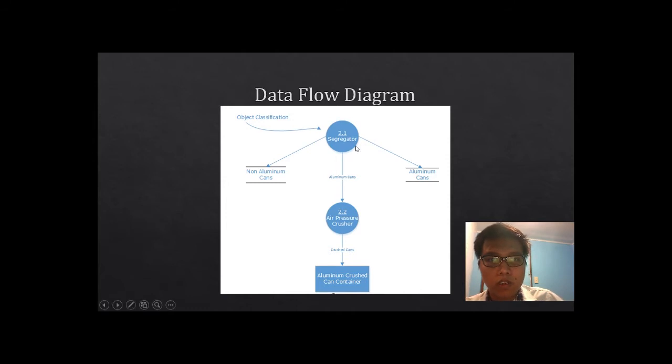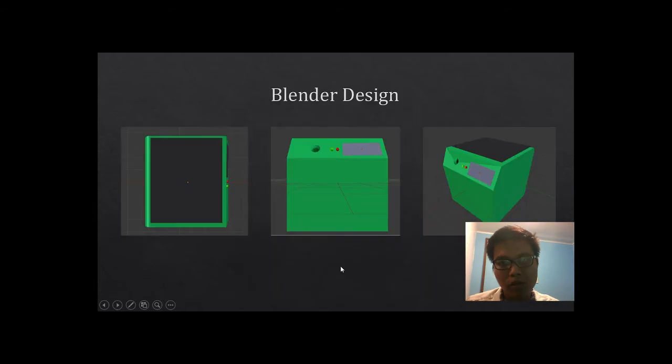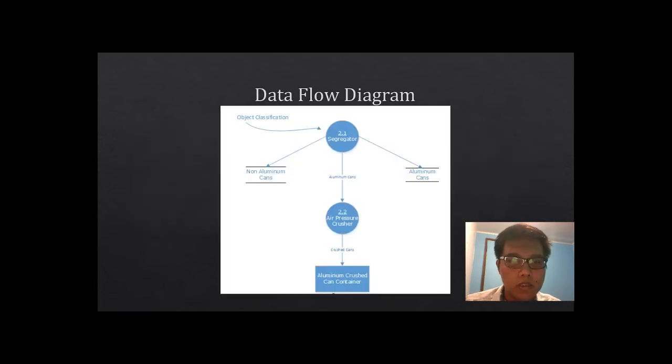Under the segregator, there will also be two processes, the segregator and the air pressure crusher. The segregator will segregate if it's aluminum or non-aluminum. And then if it detects aluminum, the system will crush the can and it will move to the aluminum can crushed container. Thank you.